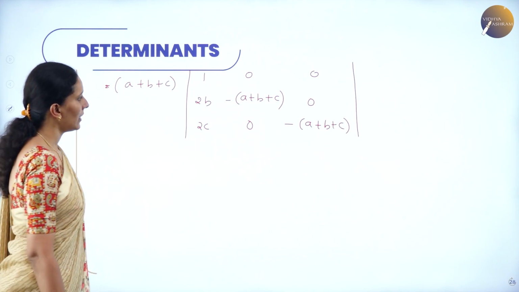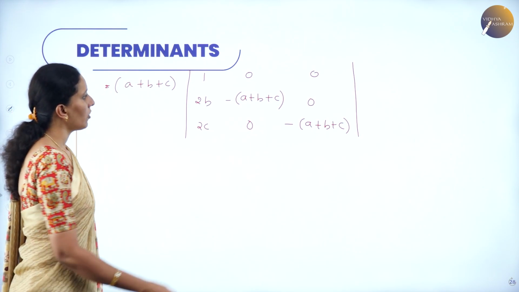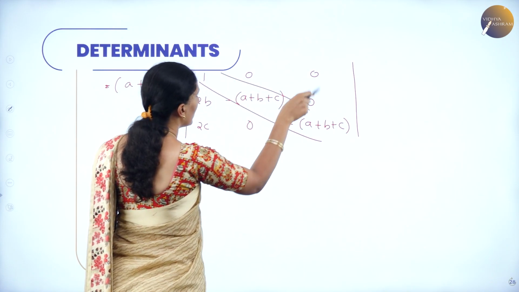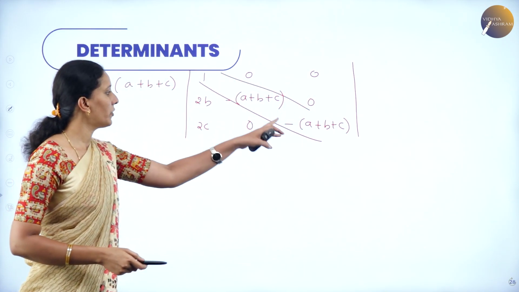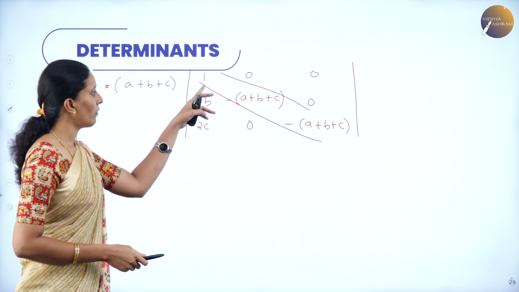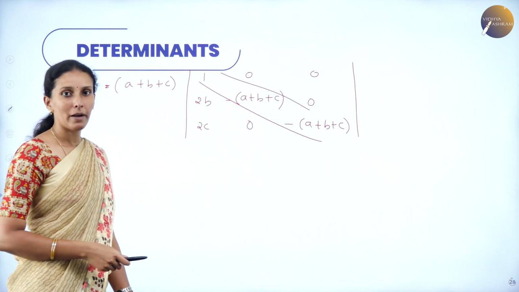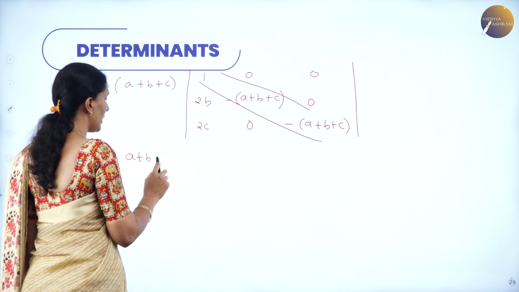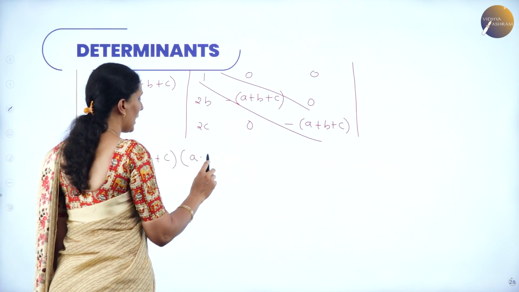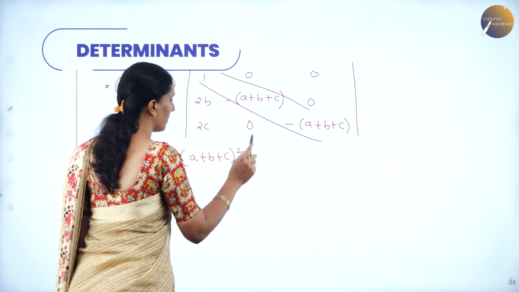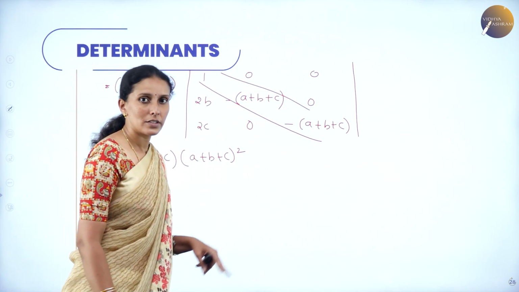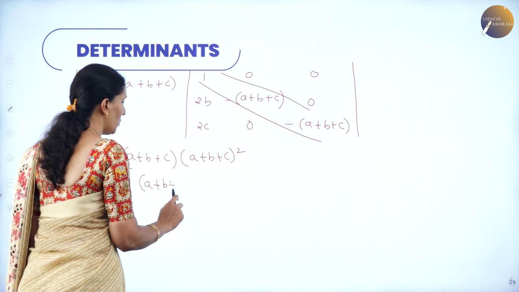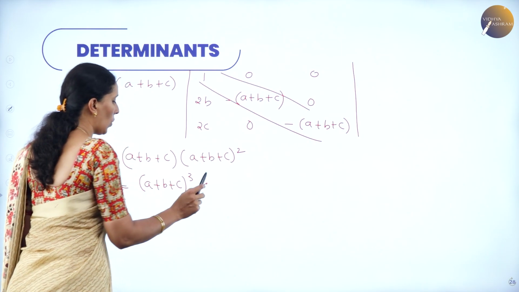So now you can clearly see here, above the principal diagonal, all the elements are 0. So here also you no need to expand this determinant because it is 1 into minus of A plus B plus C, into minus of A plus B plus C, which becomes A plus B plus C into A plus B plus C whole square. Because the other two elements are 0, no need to expand. So hence we can clearly see the value is A plus B plus C whole cube.